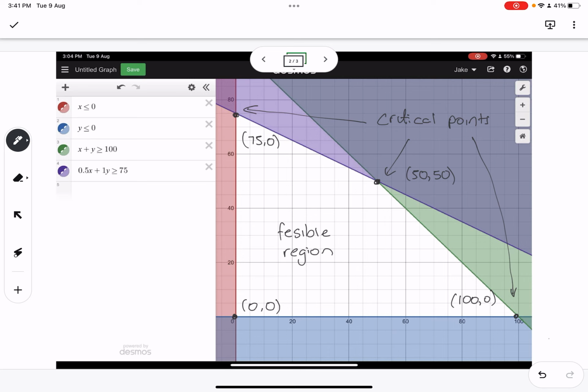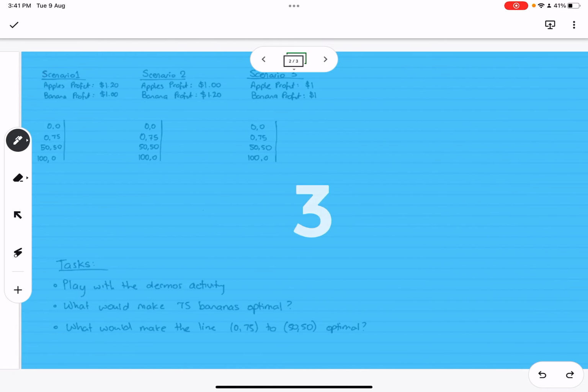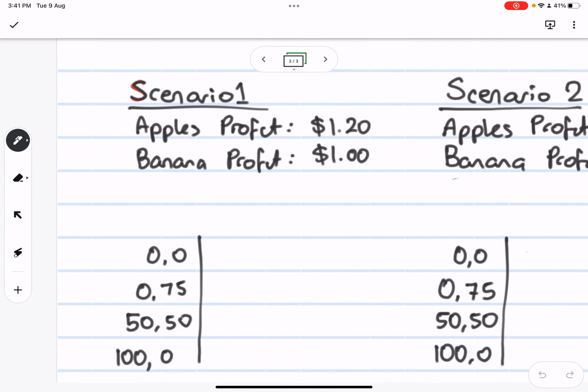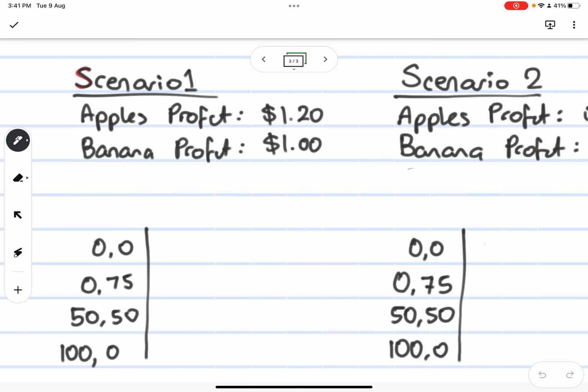So now that I've got my critical points and my feasible region, I want to have a look at some scenarios. We're going to start off with scenario 1. In scenario 1, my apples give me a profit of $1.20. They cost me 50 cents to buy, I make a profit of $1.20, so that means I'm selling them for $1.70.